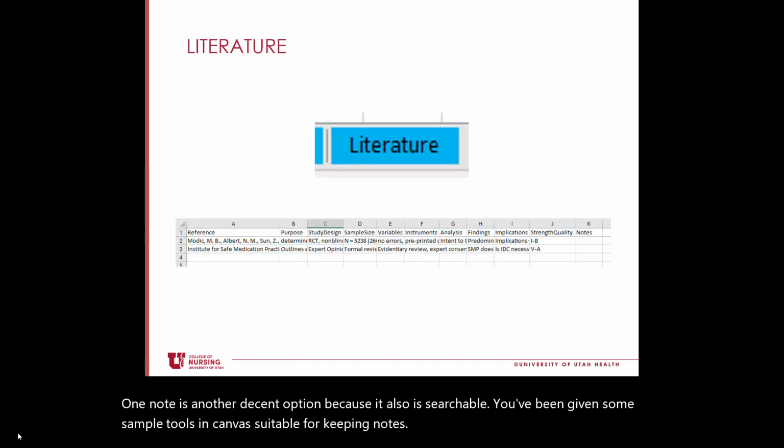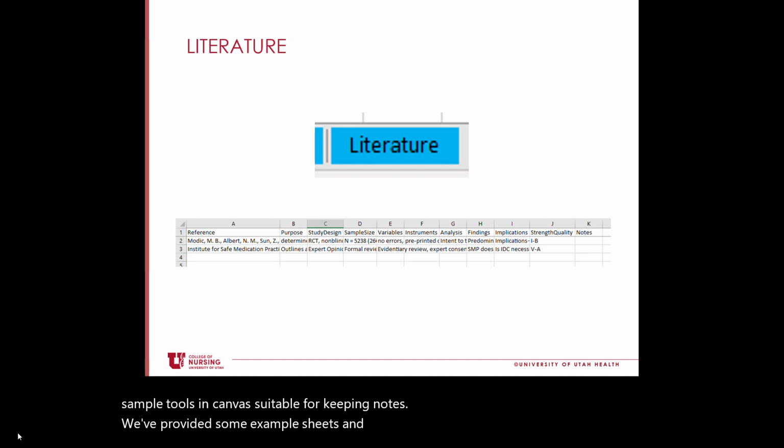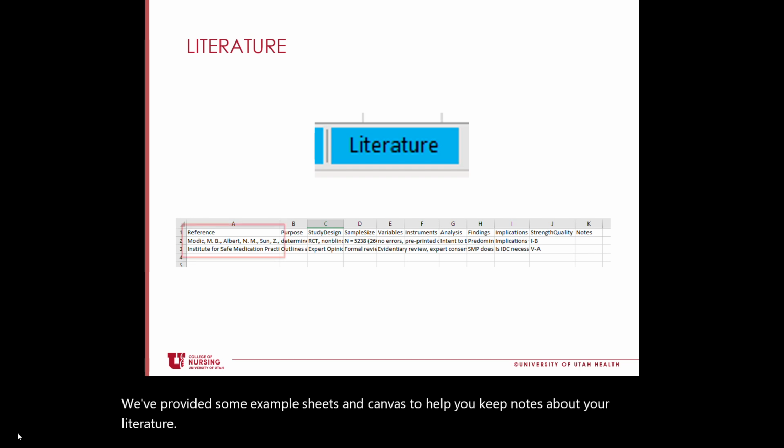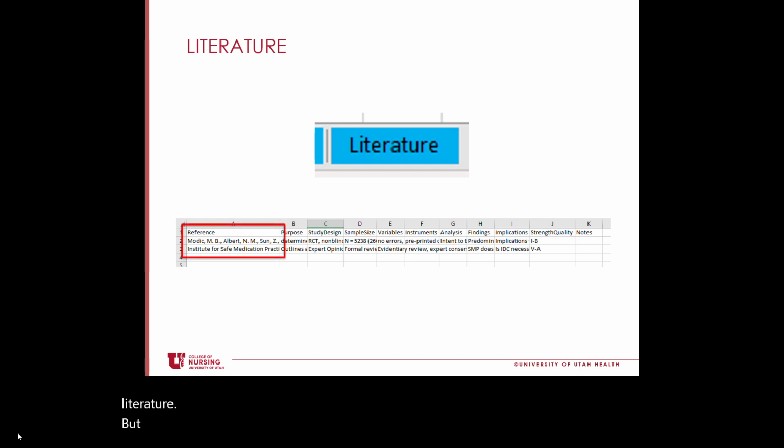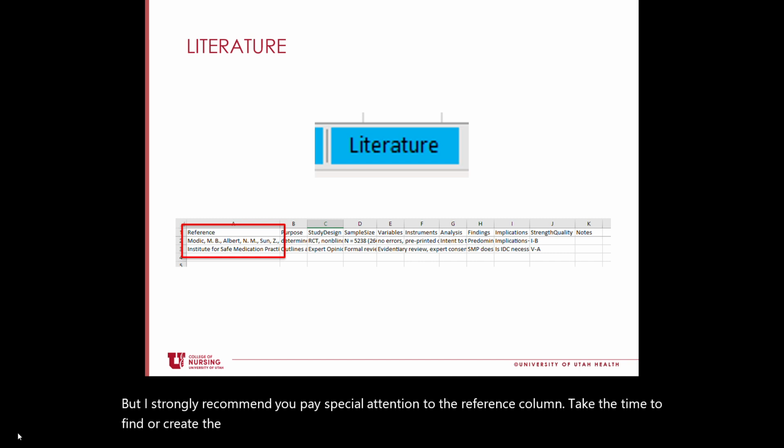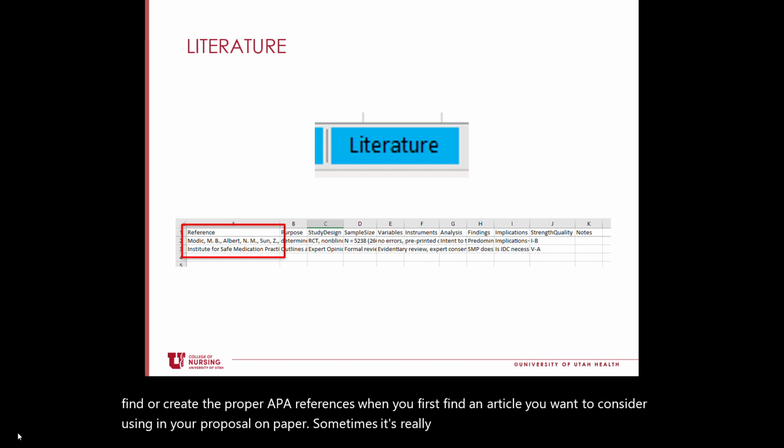We've provided some example sheets in Canvas to help you keep notes about your literature. But I strongly recommend you pay special attention to the reference column. Take the time to find or create the proper APA references when you first find an article you want to consider using in your proposal or paper. Sometimes it's really hard to find an article again if you didn't keep good notes.